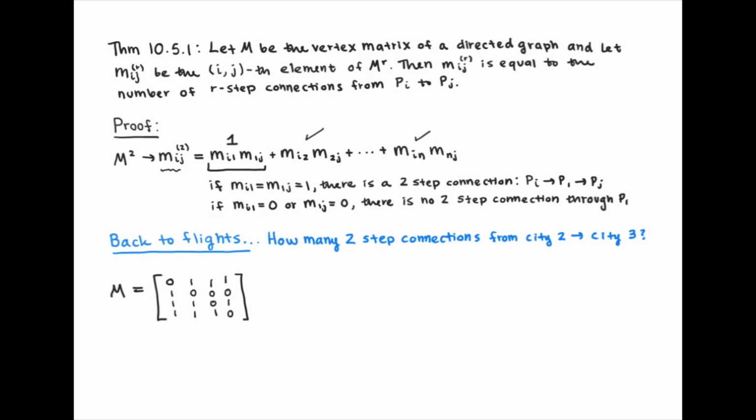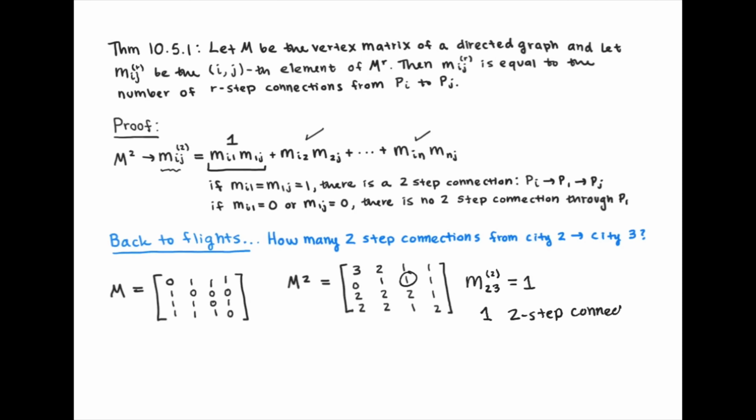Going back to our flight example, how many two-step connections can we find from city 2 to city 3? Our first step is going to be to find M squared. Now that we have M squared, let's apply the theorem. If we look at the term in the second row and the third column of M squared, it's 1. So there's one two-step connection from city 2 to city 3. And by just looking at the possible flights, we can confirm this. The only two-step connection from 2 to 3 would be from 2 through 1 to 3.